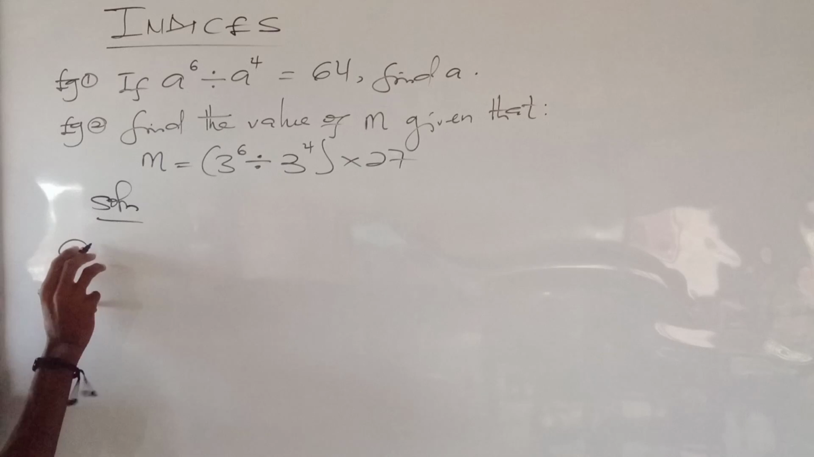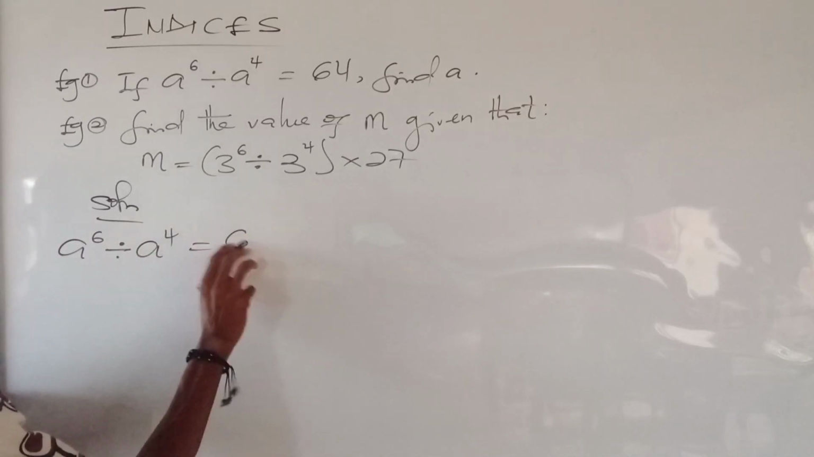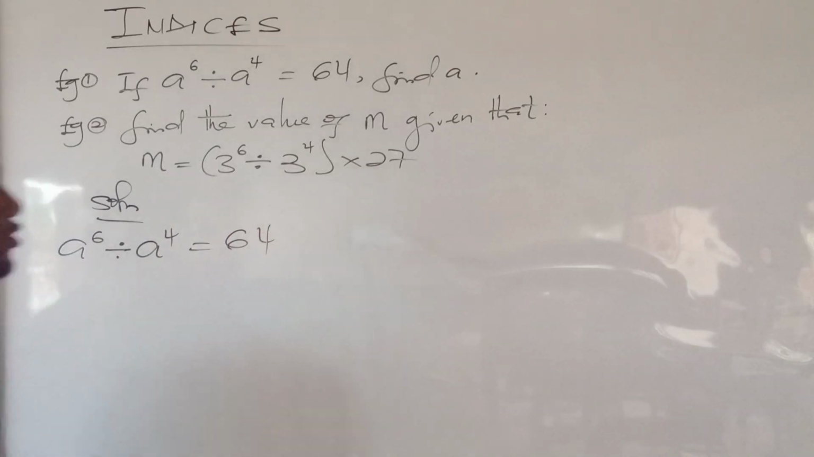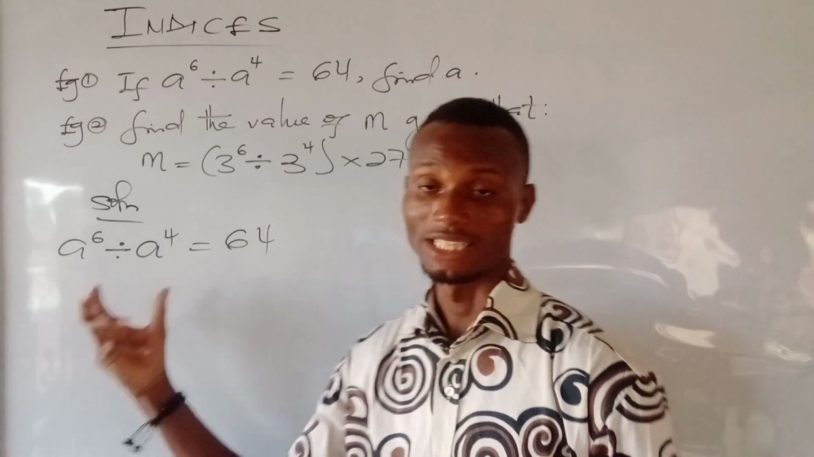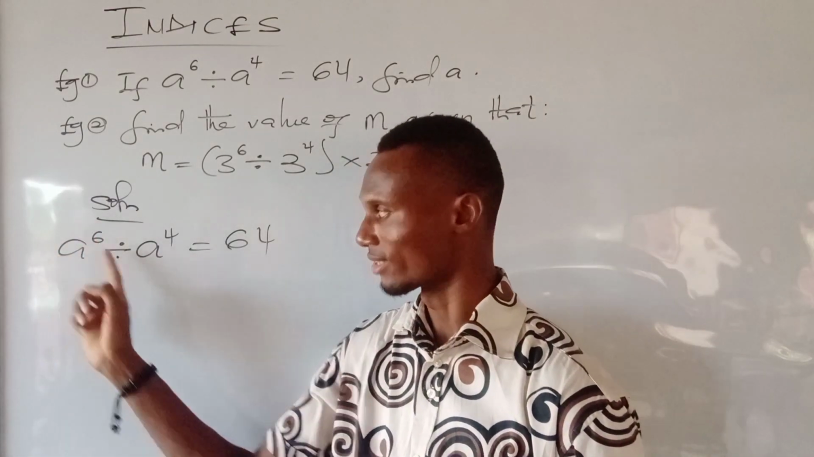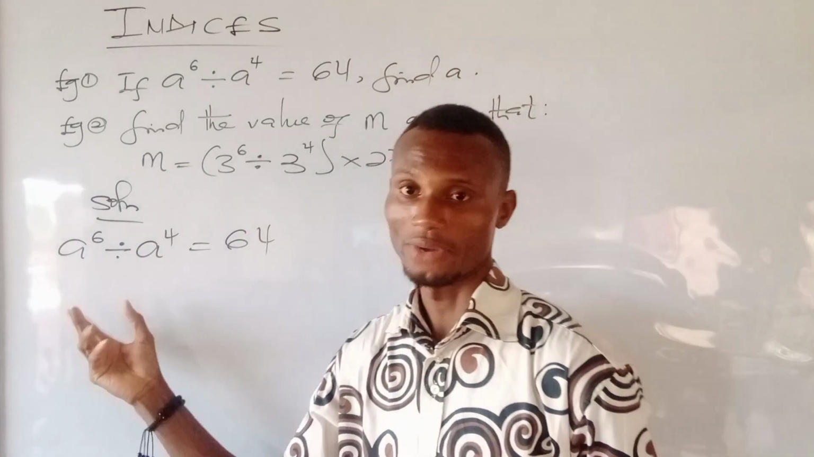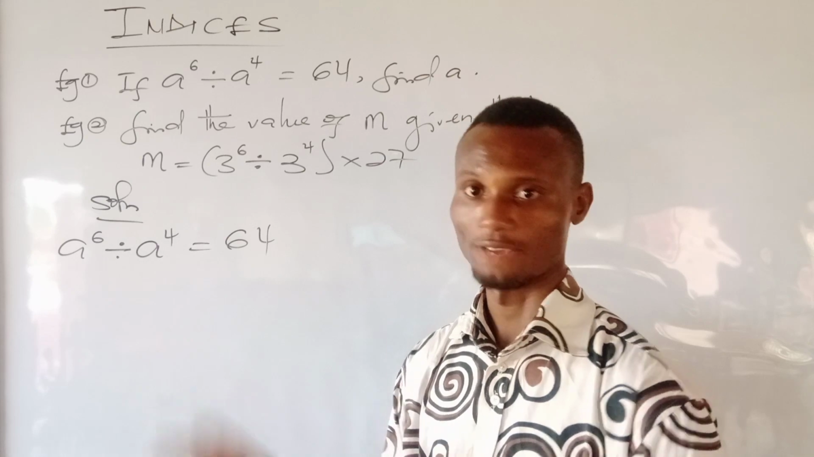So I have a to the power 6 divided by a to the power 4 equals 64. We have to find a. So we have to apply the division law of indices here, because to simplify this a to the power 6 divided by a to the power 4, we need to apply the division law of indices that we've learned in the previous videos.